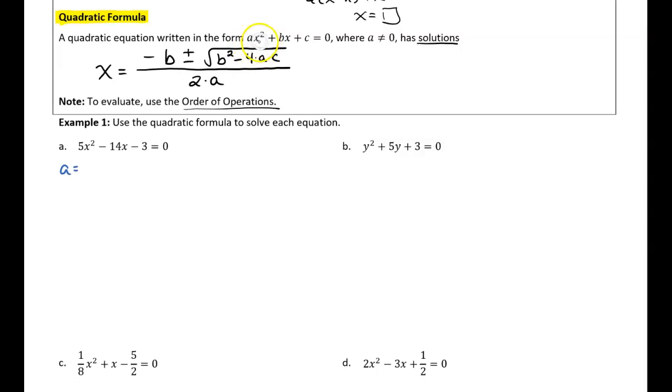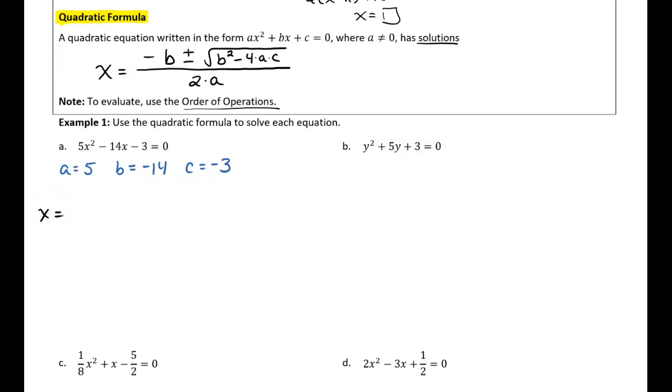Now the variable doesn't go with the a value, it's just the number in the front. So in our case here, that's just the 5. It's not 5x squared, the a value is just the 5. Then we'll do the same thing for the b. b is in front of the x term, so negative 14, watch those signs. And then our c value is the constant, the one that doesn't have a variable. In this case, it's negative 3. Again, be mindful of your signs. That's where a lot of times we can make a mistake.